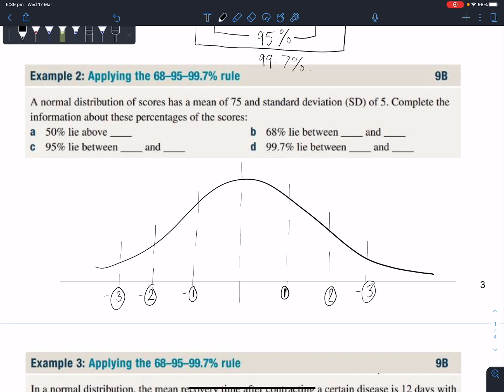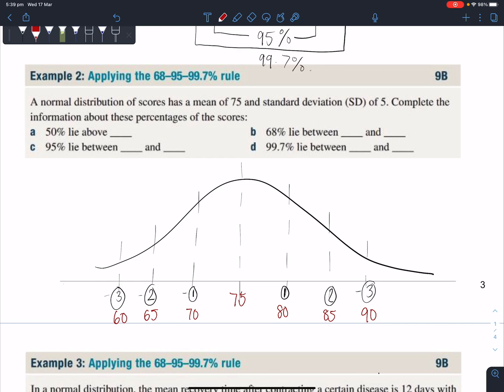Okay, so the mean here is 75, I'll do that in red, significant information. The standard deviation is 5, so that means that 75 plus 5 is 80, 85 and 90. Okay, so everything up to the score of 80. This is 70, 65 and 60. Okay.